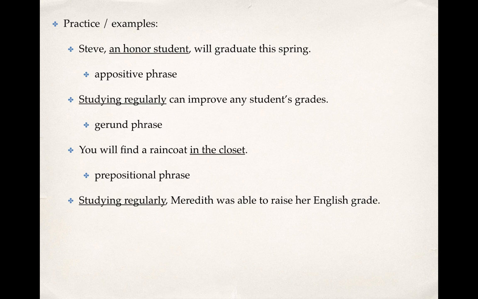Studying regularly, Meredith was able to raise her English grade. Now, I did this on purpose. I want you to see how the same phrase can function in two different ways. So here again, we have the ing. And here's the thing, though. Can this one be crossed out? If we cross that out, what will we be left with? Meredith was able to raise her English grade. Still a complete sentence. So that means it's not acting like a noun, it's not the subject of the sentence, it's a modifier. It's modifying the noun Meredith, which makes it a participial phrase. I hope that makes sense to you and can help you with this concept.